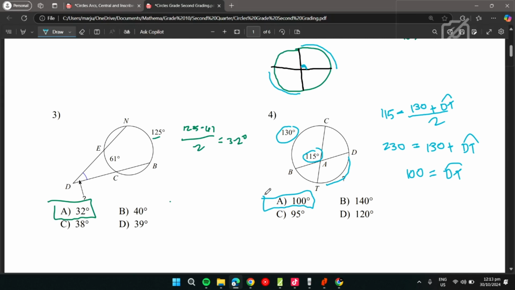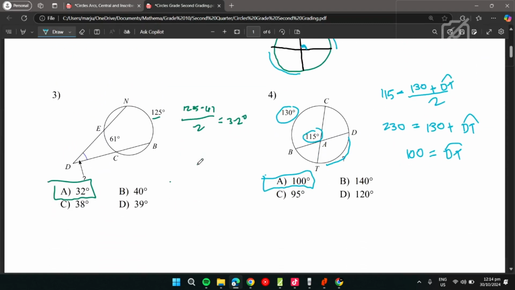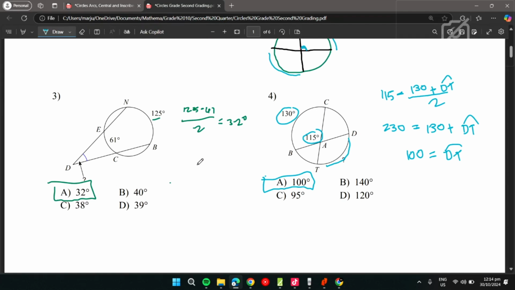Eric John, yung BD is not 180, kasi hindi yan diameter. Hindi sinabing diameter yan. Again, we are not allowed to assume. Bawal po mag-assume when we are talking about geometry. Unless stated otherwise, saka lang tayo pwedeng mag-assume. Alright? I hope that is clear with number 4.